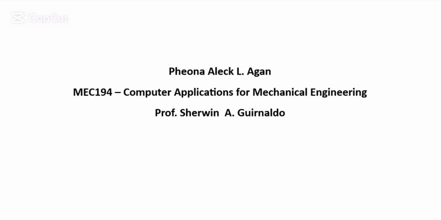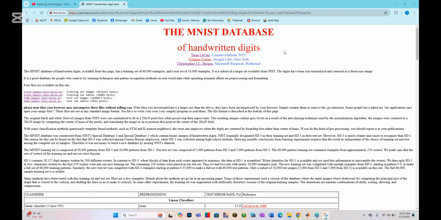Hello and welcome everyone. In this video, we'll go over a MATLAB code for handwriting recognition with a deep neural network. But first, we will need a digit dataset which consists of 10,000 synthetic grayscale images of handwritten digits. This can be found using this link.